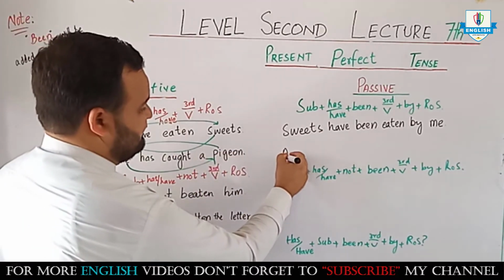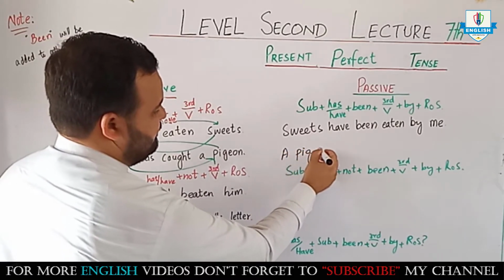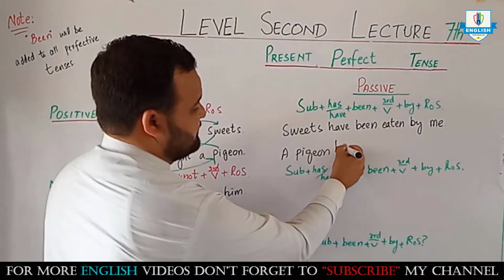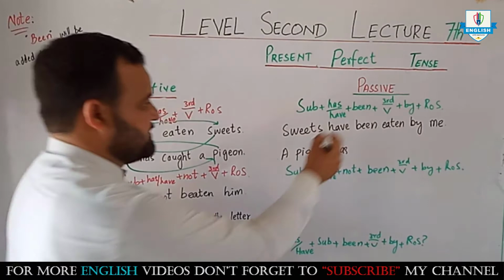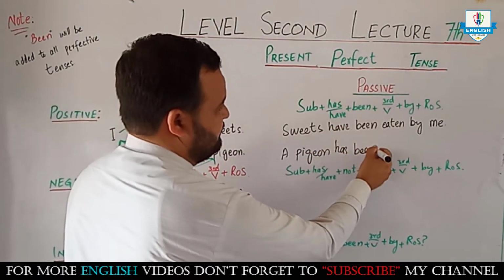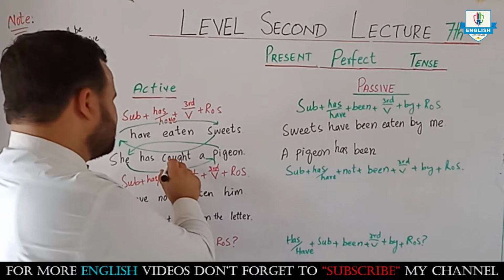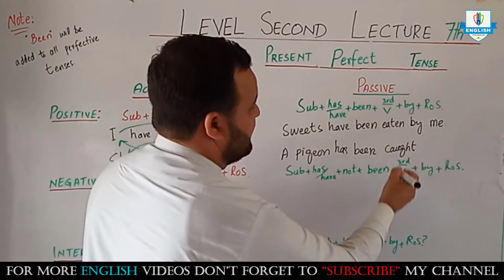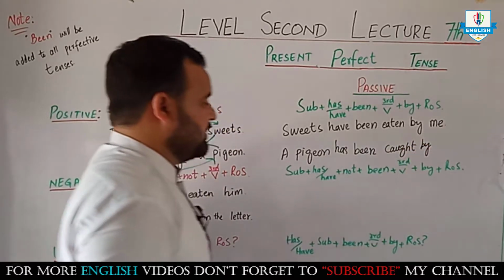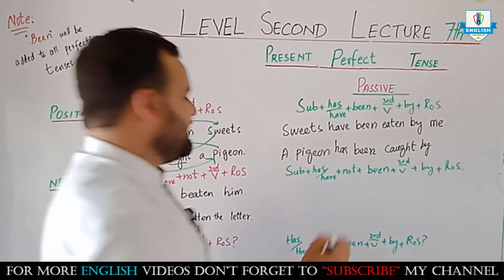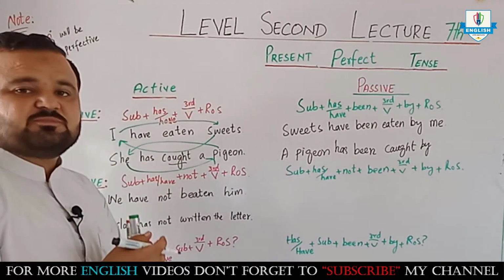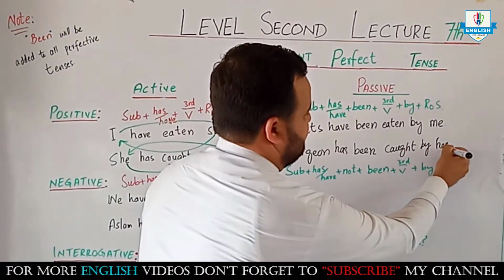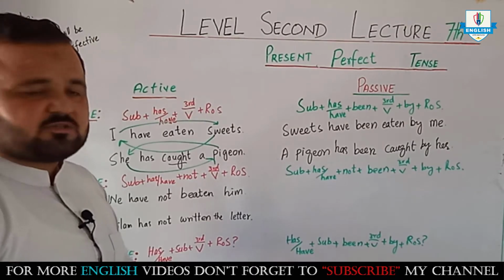So a pigeon. A pigeon, one pigeon. We will put has with singular noun. Pigeon has been, from the structure. Catch, caught, caught. There will be no change in the form. Caught. By is a passive agent. A pigeon has been caught by she. She, the objective case of she is her. Got it? A pigeon has been caught by her.